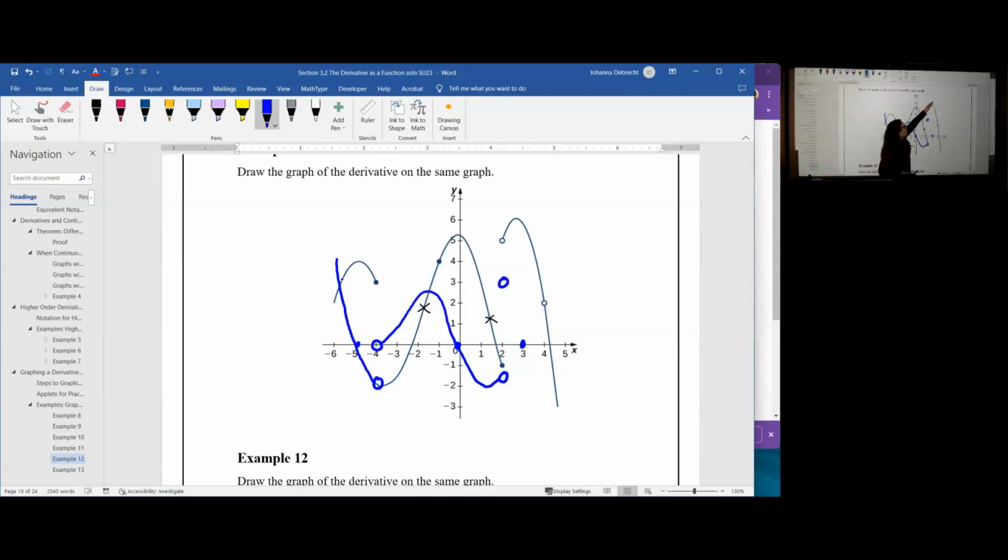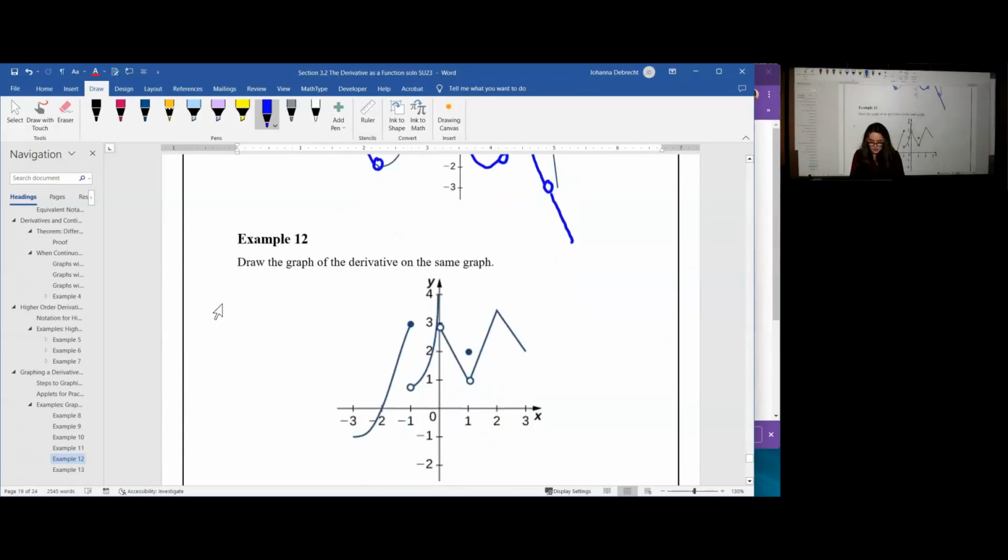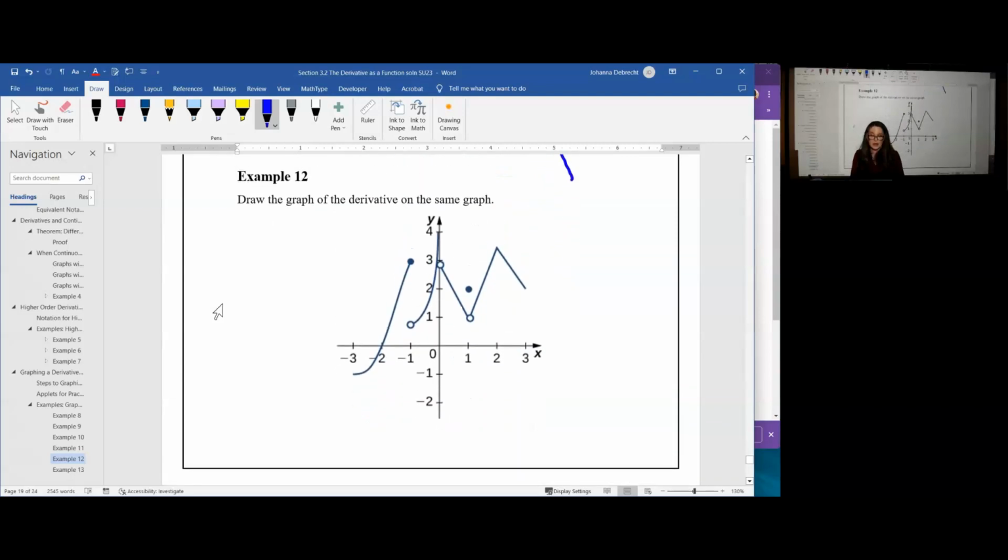It goes shallow, approaching 0 right there. So this is going to come pretty much straight down. Then it goes a little bit negative, but notice there's a hole in the graph. That point right there is going to correspond to another hole in the derivative. If it's not continuous, it's not differentiable. I want you to try example 12 and example 13 on your own, then turn the video back on and let's see how close our graphs match.